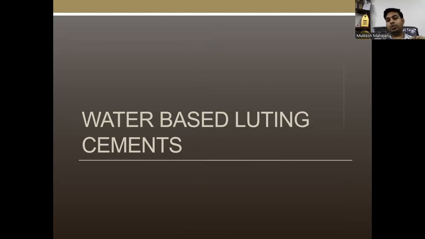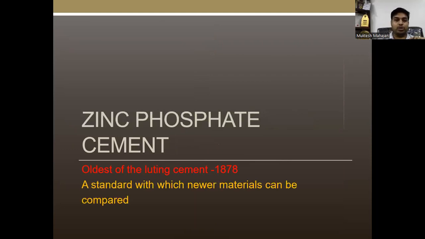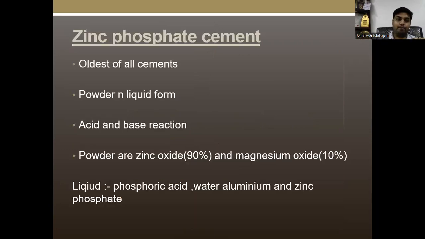So, what are these luting cements? First one, we are going to cover the zinc phosphate cements. Oldest of all the luting cements, introduced in 1878, and this is the standard with which newer materials can be compared. The zinc phosphate cement comes in powder and liquid form. It occurs by an acid and base reaction.